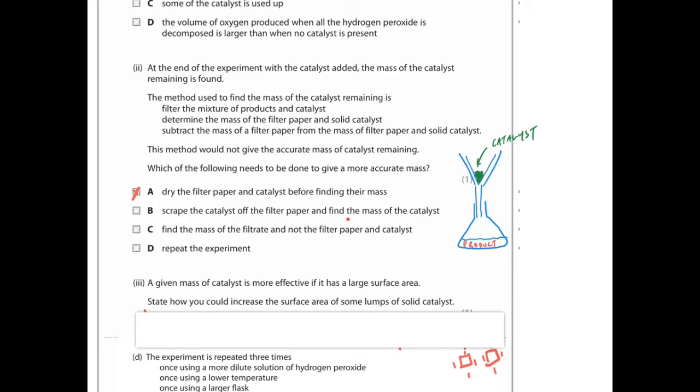Scrape the catalyst off the filter paper and find the mass of the catalyst. No, find the mass of the filtrate and not the filter paper. That's irrelevant. That's not what we want. Repeat the experiment. Well, no, you just make the same mistake. This is the only one which makes sense.